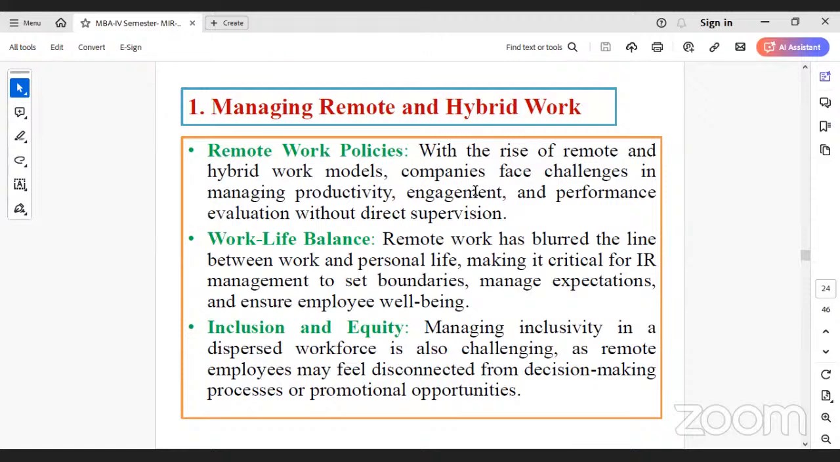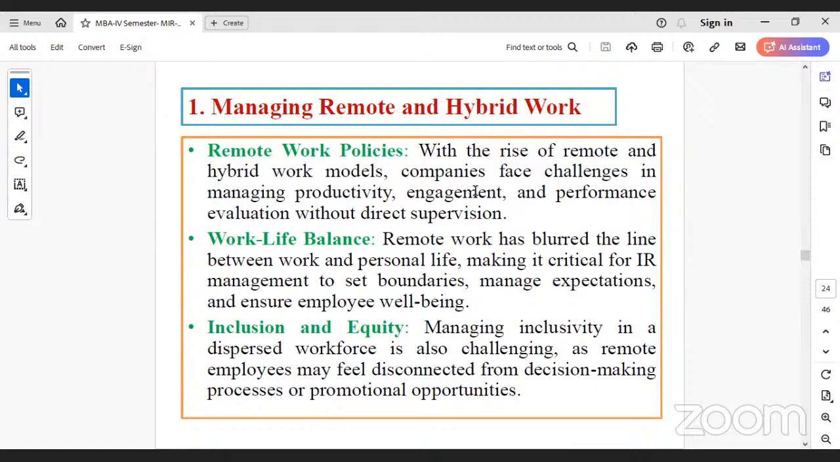Remote work has blurred the line between work and personal life, making it critical for industrial relations management to set boundaries, manage expectations, and ensure employee well-being. That means those who work for the company have to manage their work and life balance so that they don't get stress or problems. Otherwise the work will collapse and they won't get productivity.